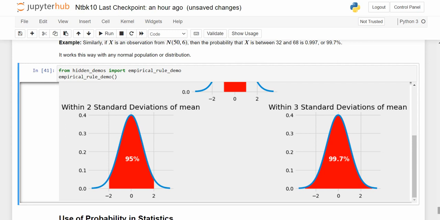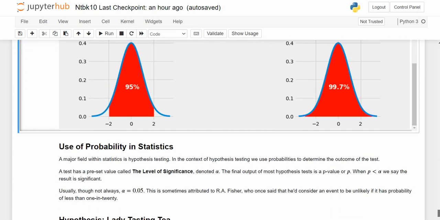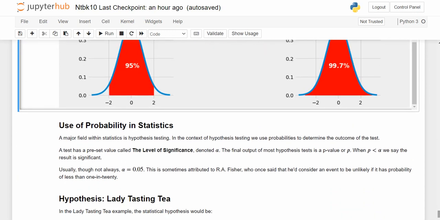Now, they used this before calculators to help them roughly estimate these probabilities because they didn't have calculators, right? Now that we have calculators, we don't need the empirical rule quite as much, but this just covers the use of probability in statistics, right? And because of R.A. Fisher, who did the experiment with the lady tasting tea, that's why we use this alpha of 0.05. It's called the level of significance, right? And it's denoted with the Greek letter alpha.